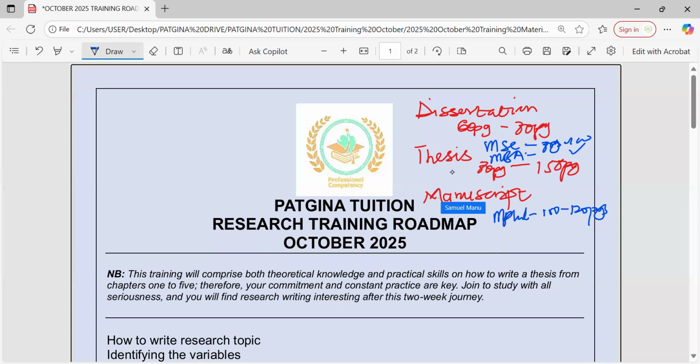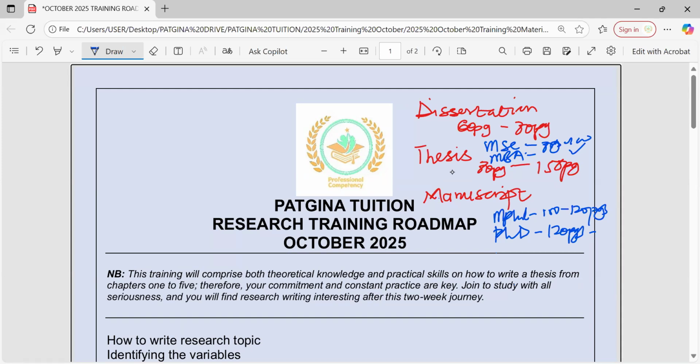Then those who are doing PhD, in fact, your pages start from 120 pages going. You cannot write 100 pages for PhD thesis. No. So it starts from 120 pages, the chapter 1 to chapter 5. So when you see from 80 to 150 and above, it means that the person has done thesis.